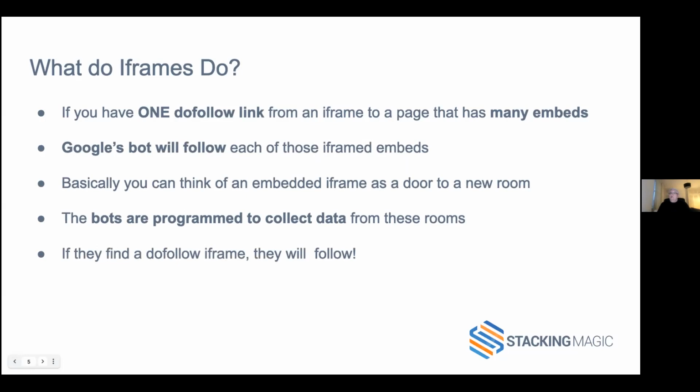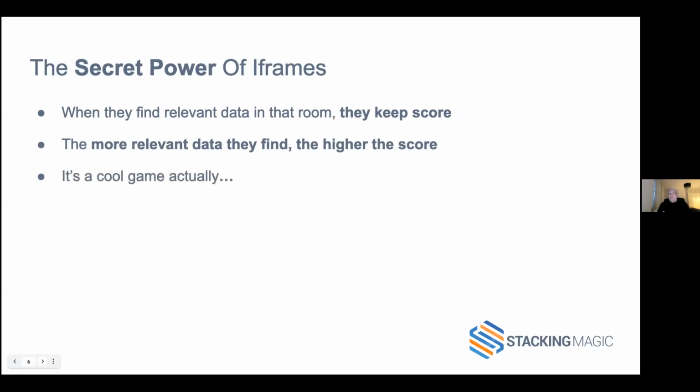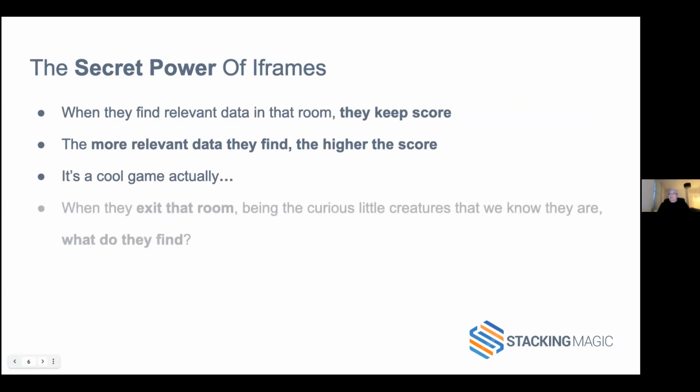When they find relevant data in that room, in other words, data relevant to the blog post that they've found, they keep a score. The more relevant data they find, the higher the score goes, which is basically like your page rank. The page goes higher and higher. So when they exit that room, being the curious little creatures that we know they are, what do they find?